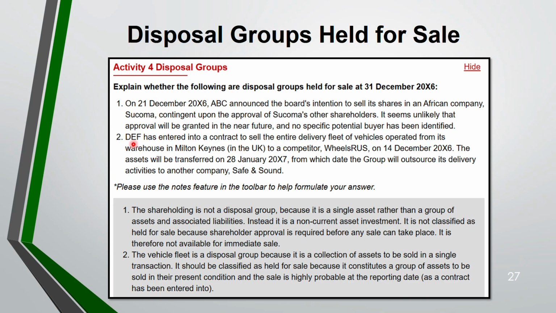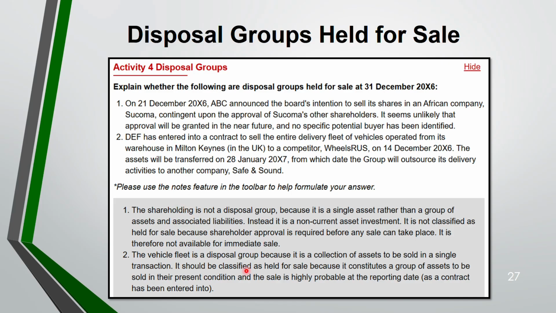Second one, DEF. DEF has entered into a contract to sell the entire delivery fleet of vehicles. On 14 December, the asset will be transferred on 28th Jan 2007, from which day the group will outsource its delivery activity to another company. In this case, the vehicle fleet is a disposal group because it's a collection of assets and it is sold in a single transaction. You are not selling in a series of transactions, not in installments.